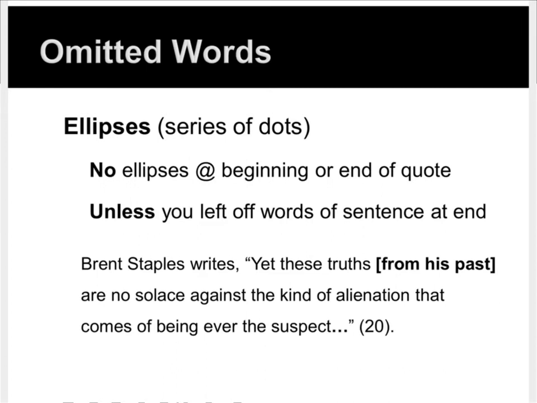Brent Staples writes, "Yet these truths from his past are no solace against the kind of alienation that comes of being ever the suspect..." There are 3 periods at the end of the quote, or an ellipsis, because this was not the end of the sentence in the original text. These ellipses may also be in the middle of the sentence if you take out words.